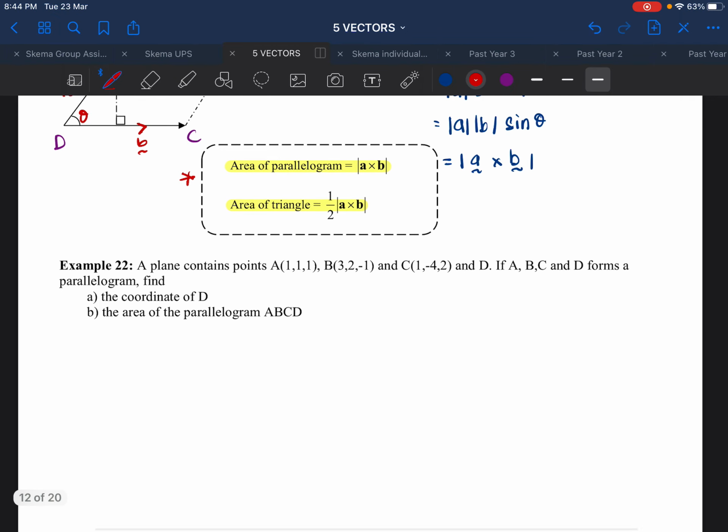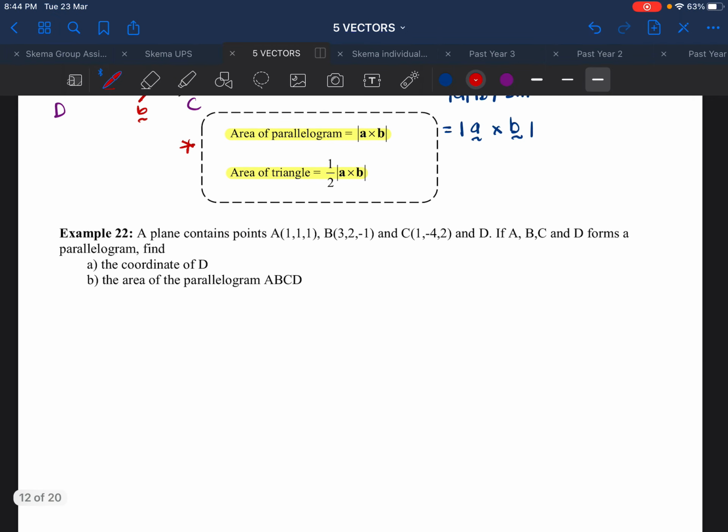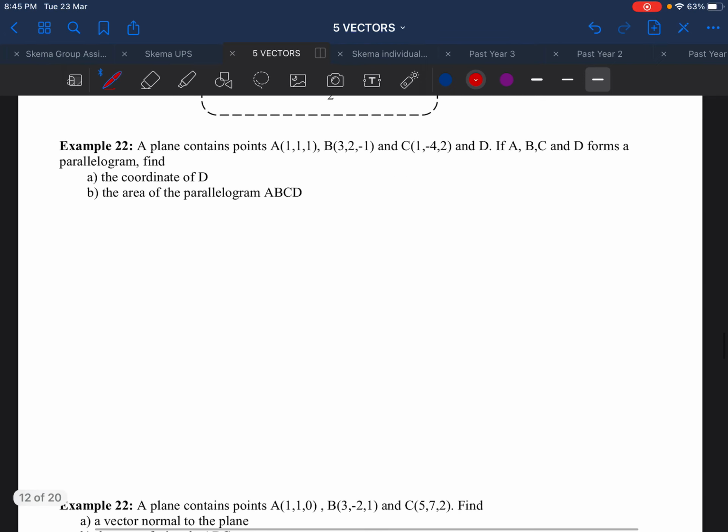So, sekarang berdasarkan apa yang kita dah belajar sebelum ni, which is dia bagi position vector, macam mana nak cari direction vector, macam mana nak cari normal, macam mana nak cari unit vector, itu kita perlukan untuk jawab soalan example 22. So, sekarang kita ada soalan cakap, a plane contains point A, B and C and D. Okay. If A, B, C and D forms a parallelogram, find the coordinate of D. So, dia bagi A, B, C, dia tak bagi D. So, kita ada parallelogram. Kita lukislah parallelogram kita. Okay. So, kita ada A, B, C, D kat sini.